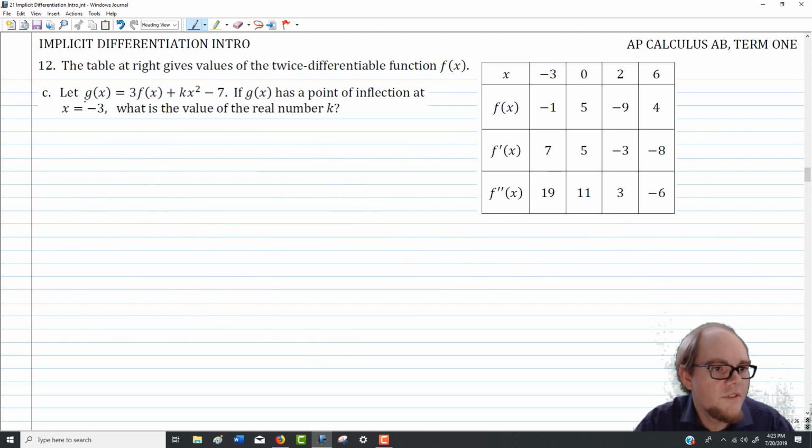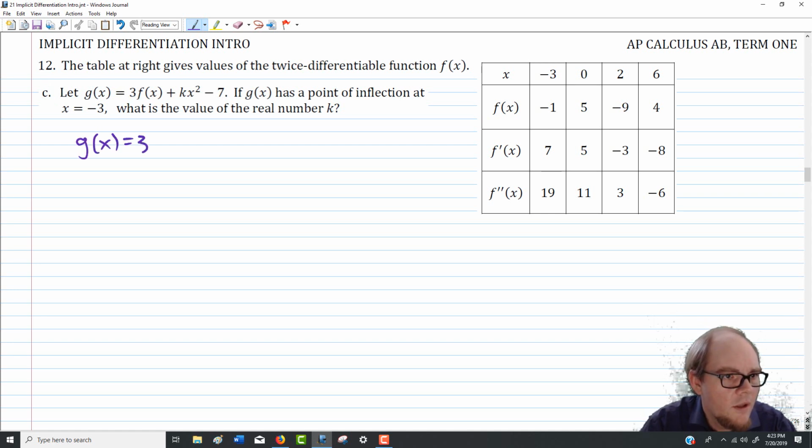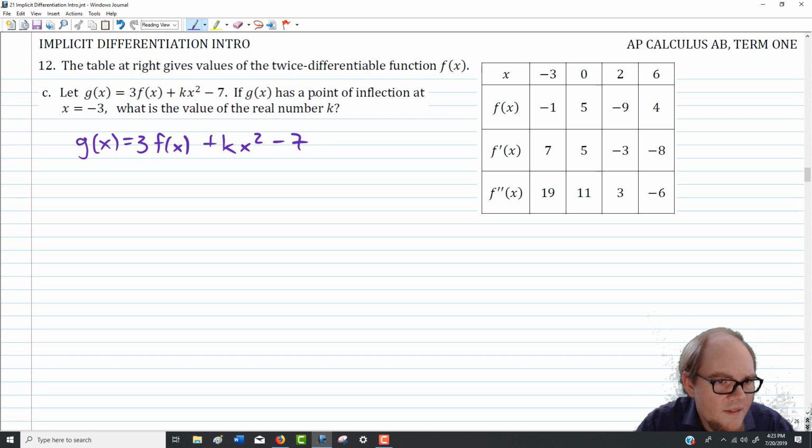Okay, third, in 12c, we're told that g of x is equal to this expression, so I'll copy it down so we have it. 3f of x plus kx squared, so we got one of them scalars in there, all minus 7. Then it says g has a point of inflection at x equals negative 3, and we want to know what is the value of the real number k.